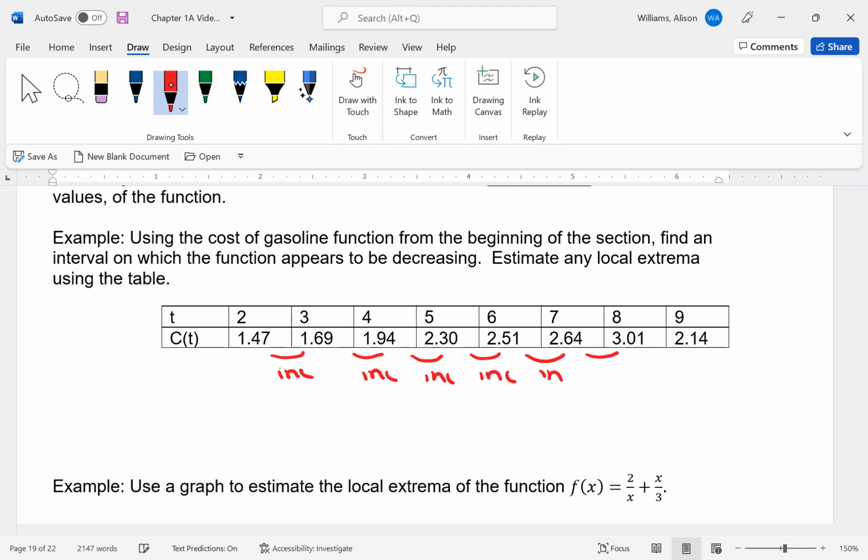Mark that, increasing. But then right here, for the first time, it decreases. So that means that this point could potentially be what we could call a local max, because it goes from increasing to decreasing. So we would have a local maximum, and I'll just put local max, at t equals 8.